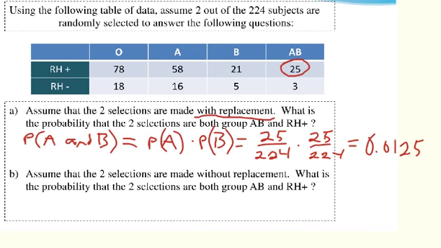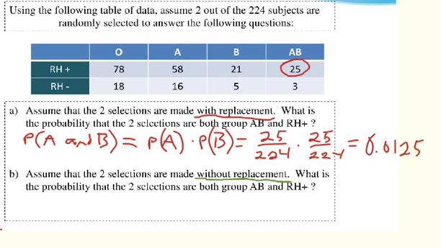That is the probability that if we pick somebody in this category, AB and RH negative, and then put them back into the group, and then pick again, the probability that they're both in the AB category RH negative is 0.0125. Now part B asks a similar question, however, it's asking, assume those 2 selections are made without replacement.